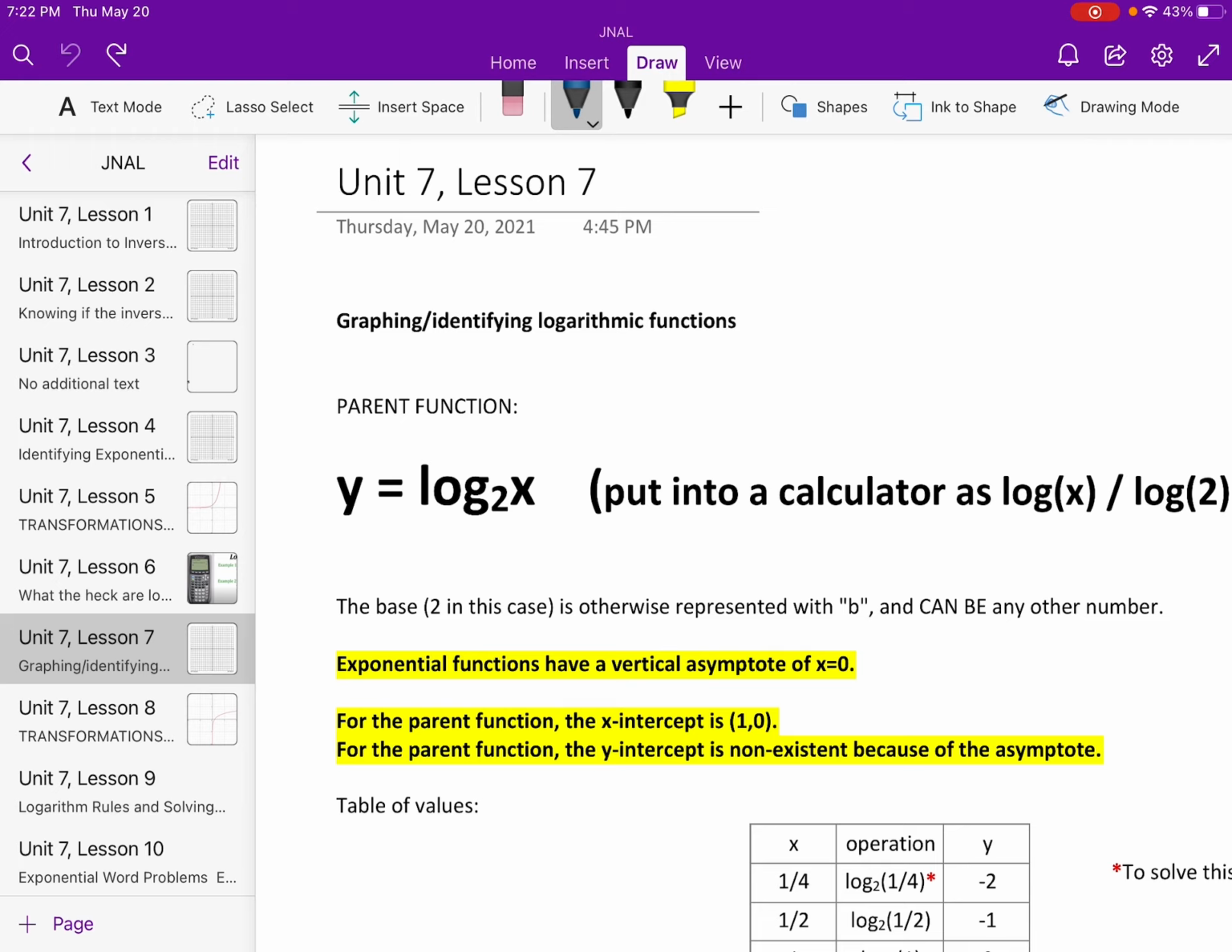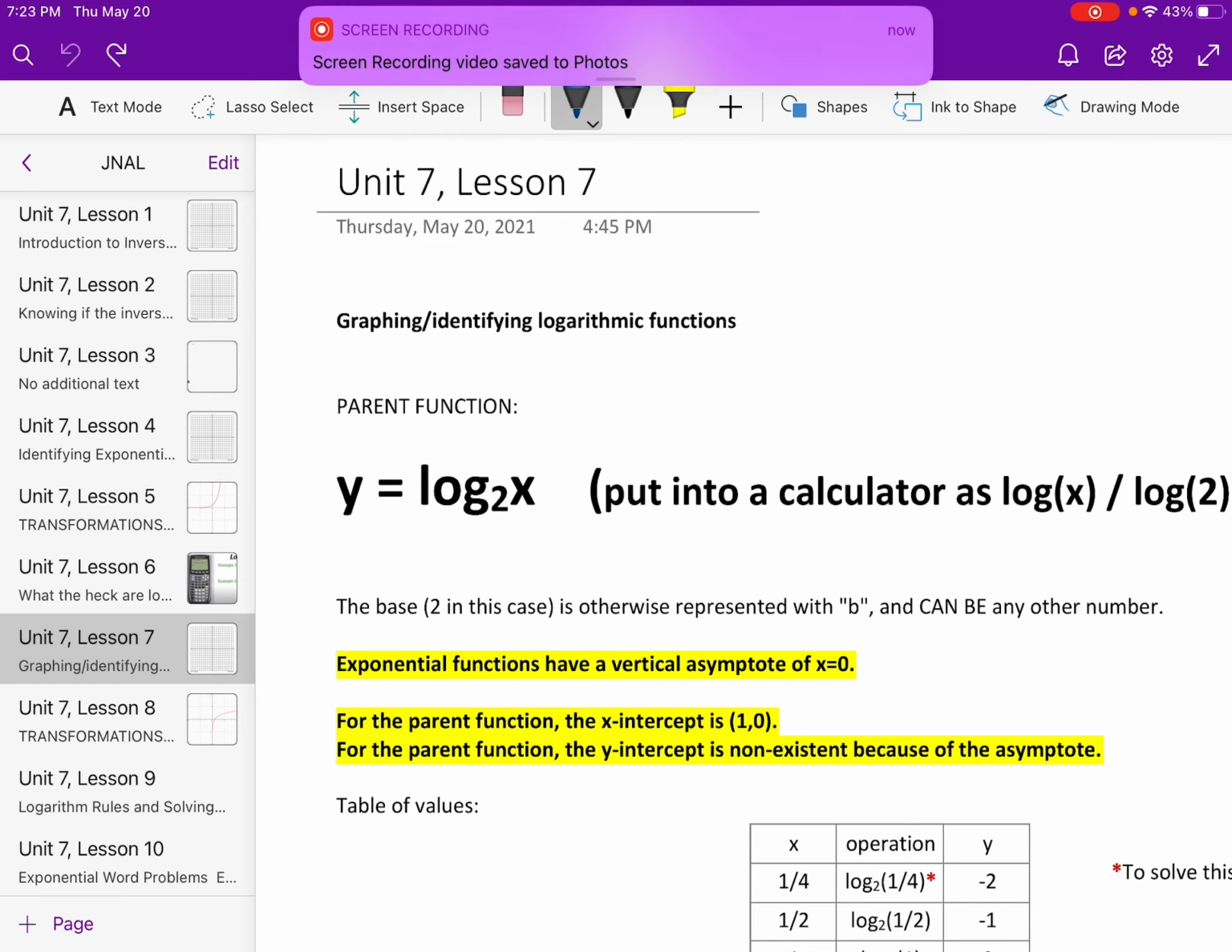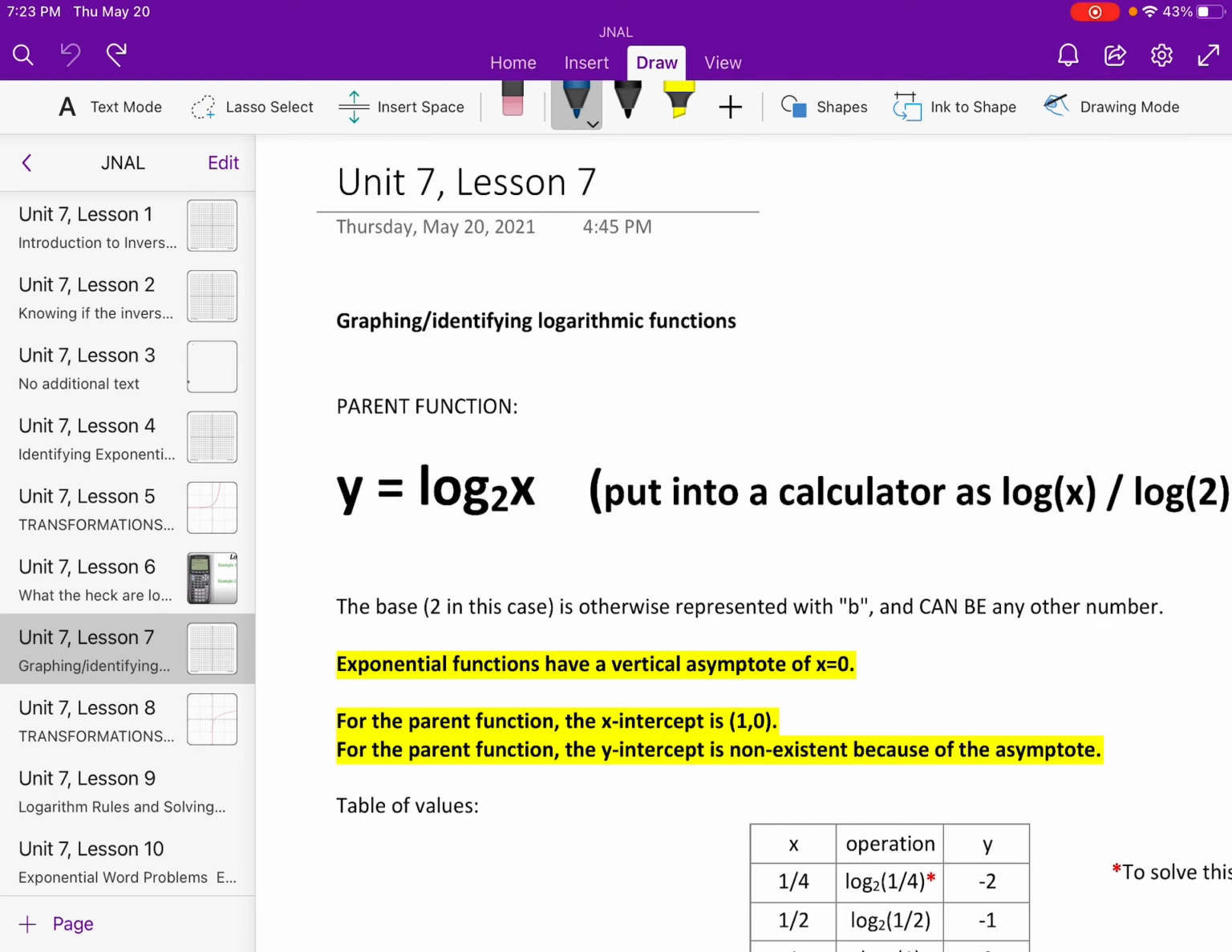Hi there, this is Jacob Nash Algebra Lessons, and this is Unit 7, Lesson 7, on graphing and identifying logarithmic functions. So, we know exponential functions. We've known how to graph those. We already learned that earlier in this unit. This is the opposite. Remember, this is an inverse function of exponential.